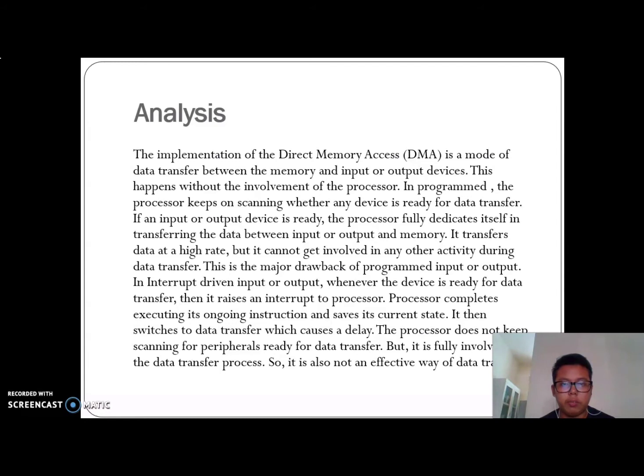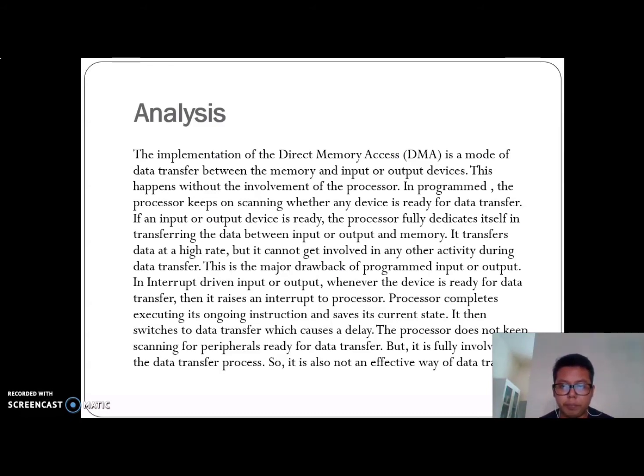Now I'm going to present the analysis of the project. So the implementation of Direct Memory Access, which is DMA, is a mode of data transfer between the memory and input or output devices. This happens without the involvement of the processor.